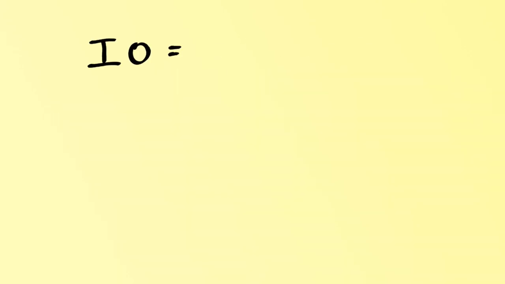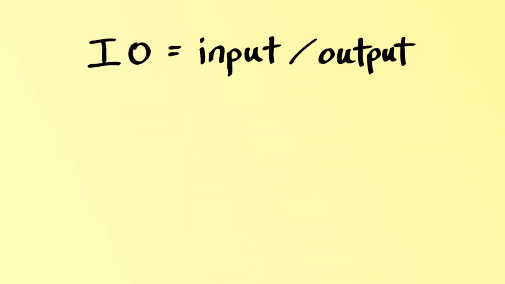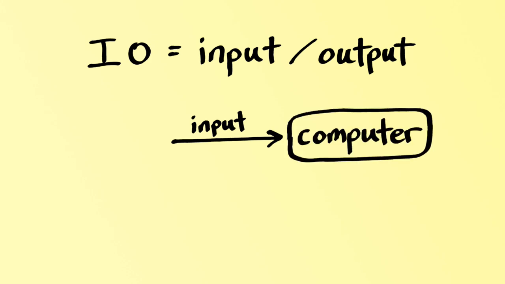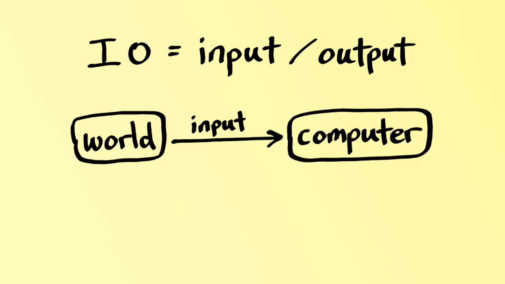I/O is short for input and output. Devices that input to your computer are things that sense some conditions of the world. They can be direct sensors, such as a camera or a microphone, things which the user interacts through, such as a keyboard or a mouse, or things which have data that can be loaded in, such as reading from a hard drive or a thumb drive or an internet connection.